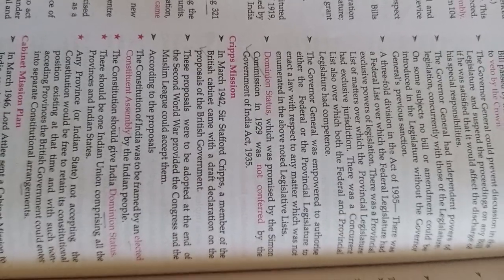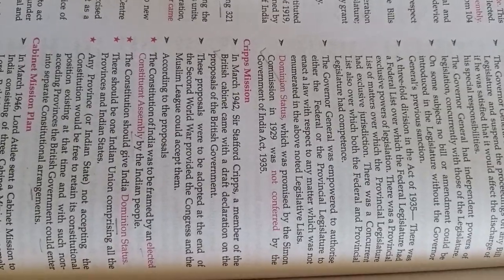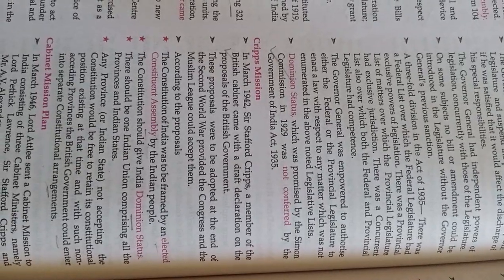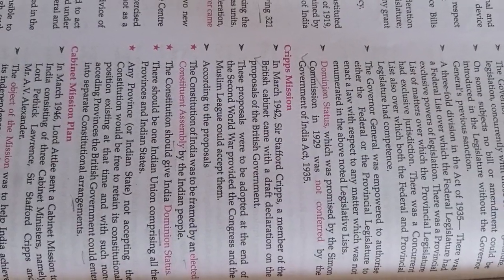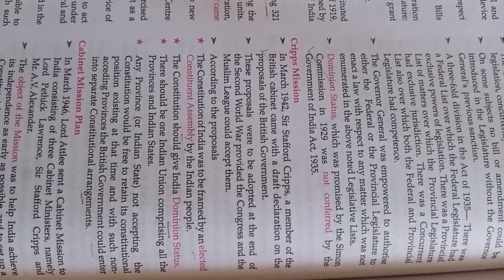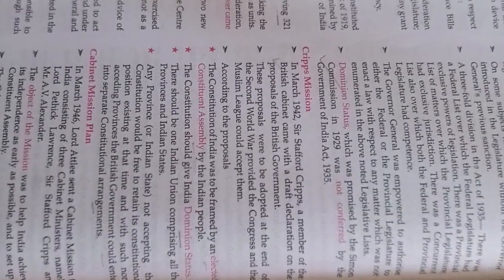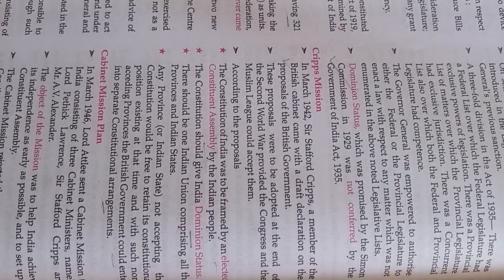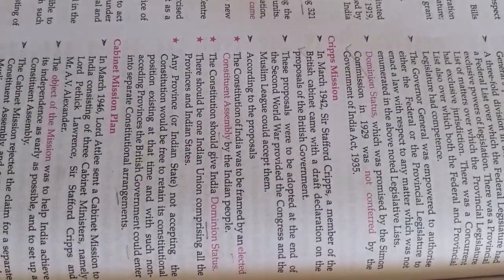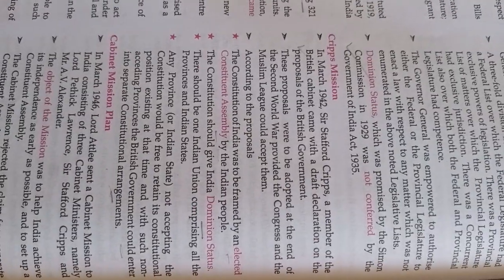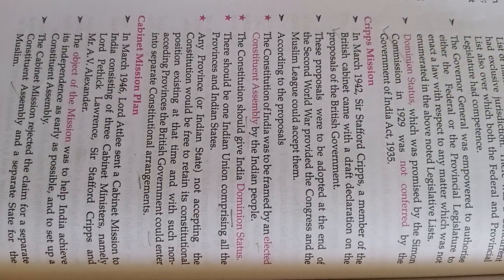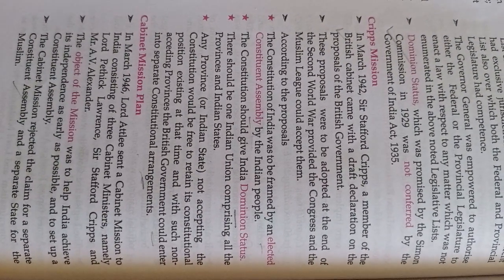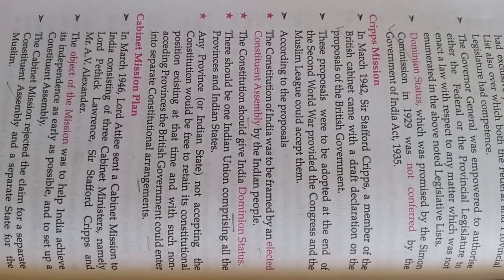There was a threefold division in the Act of 1935. There was a federal list over which the federal legislature had exclusive powers of legislation. There was a provincial list of matters over which the provincial legislature had exclusive jurisdiction. There was a concurrent list also over which both the federal and provincial legislatures had competence. The Governor General was empowered to authorize either the federal or the provincial legislature to enact a law with respect to any matter which was not enumerated in the above noted legislative lists. Dominion status, which was promised by the Simon Commission in 1929, was not conferred by the Government of India Act 1935.